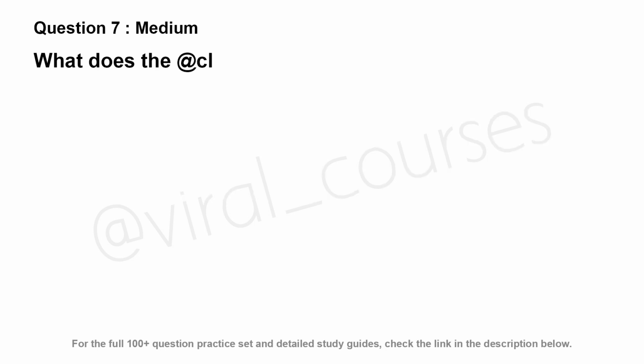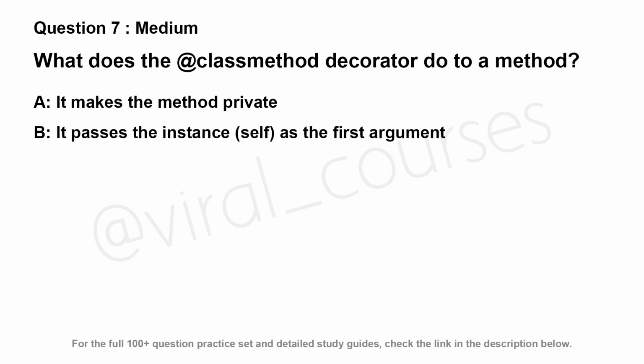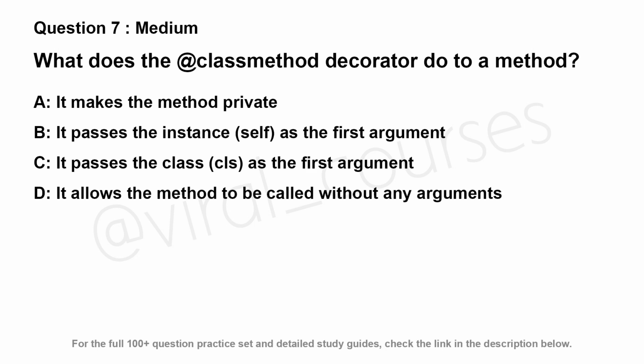What does the classmethod decorator do to a method? Option A, it makes the method private. Option B, it passes the instance self as the first argument. Option C, it passes the class cls as the first argument. Option D, it allows the method to be called without any arguments.